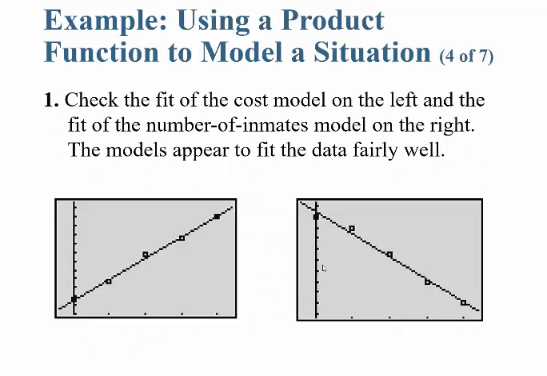If you plug the two equations into their corresponding data, you can see that the cost per inmate is going up. It fits the data well. These are the number of inmates. It's going down, so that's good. That line also fits the data well.